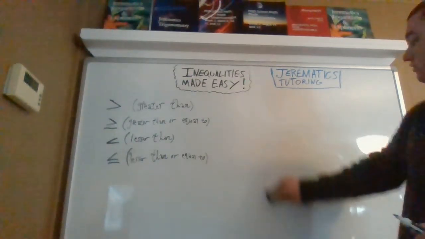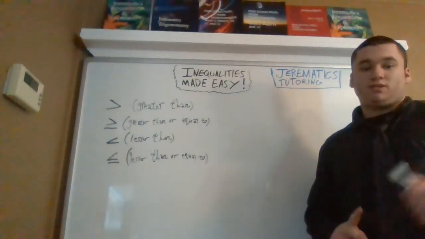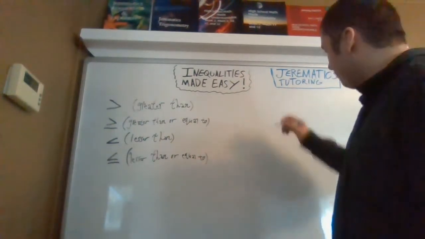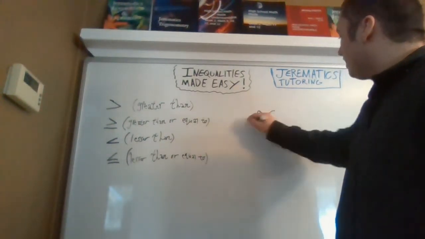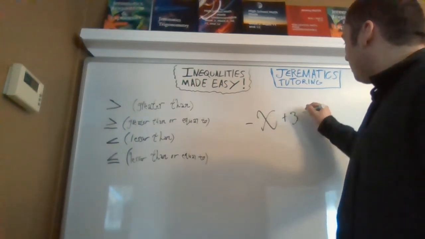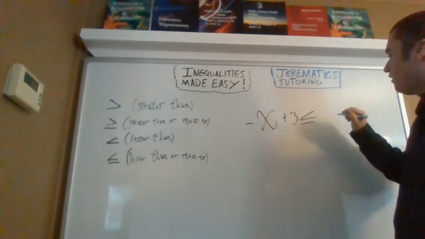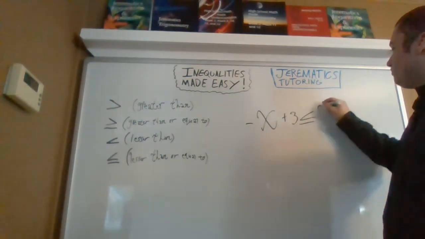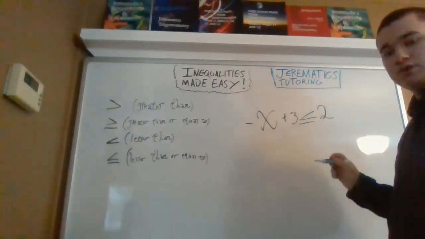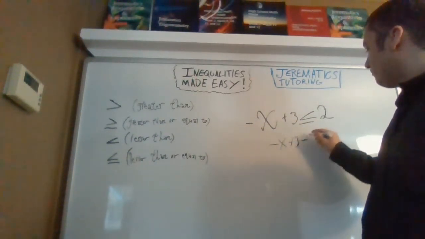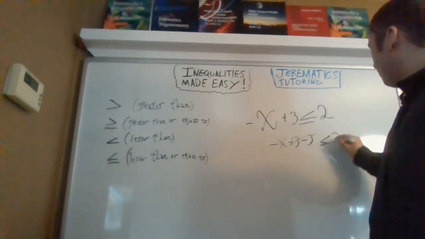Another example I will give you will involve a bit of arithmetic, where you need to add to both sides or subtract just to solve for x. So let's go: negative x plus 3 is less than or equal to 2. The first step we do is subtract 3 from both sides: less than or equal to 2 minus 3.